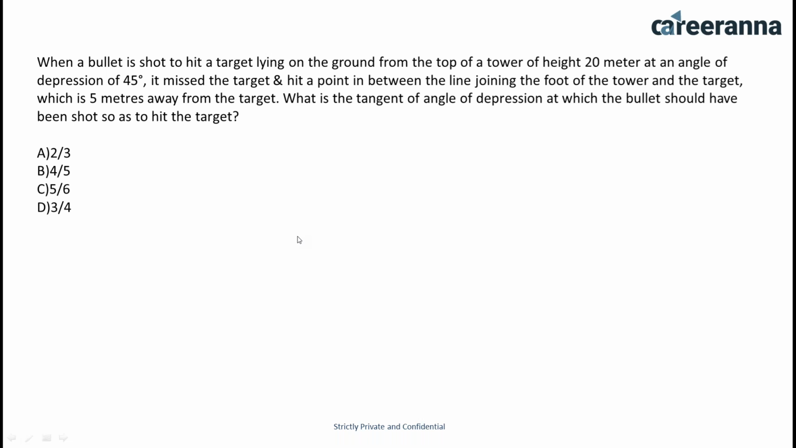When a bullet is shot to hit a target lying on the ground from the top of a tower of height 20 meters at an angle of depression of 45 degrees, it misses the target and hits a point on the line joining the foot of the tower and the target, which is 5 meters away from the target. What is the tangent of the angle of depression at which the bullet should have been shot so as to hit the target? Okay, now again this is a question from trigonometry. You can use the same funda which we used in the previous question, and you can solve this. Okay, please answer whatever answer you are getting, and then we are going to discuss it.